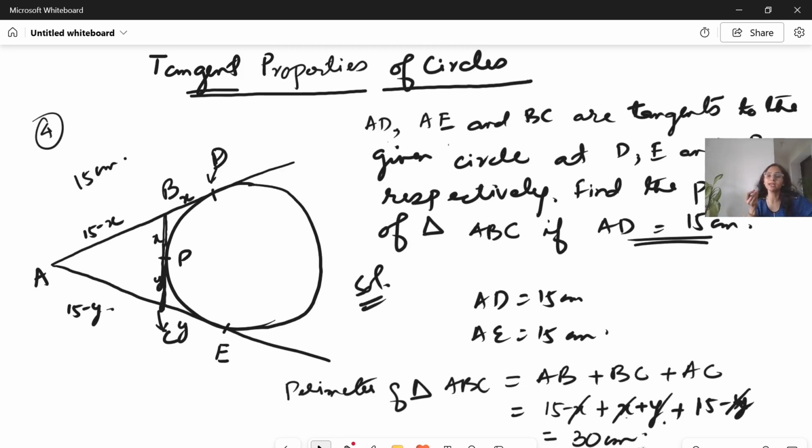Now, just by looking at the question, it might appear that only 15 centimeter AD is given, nothing else is given. So the way we have done, you will see that both the variables will cancel and we are able to get the perimeter of triangle ABC as 30 centimeter. So this is how such questions can be easily solved, right? Hope it's clear. Come on, let's take another example, right?